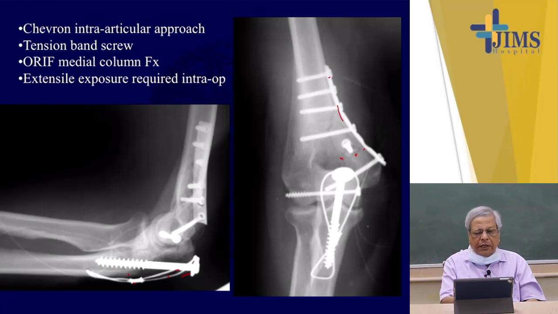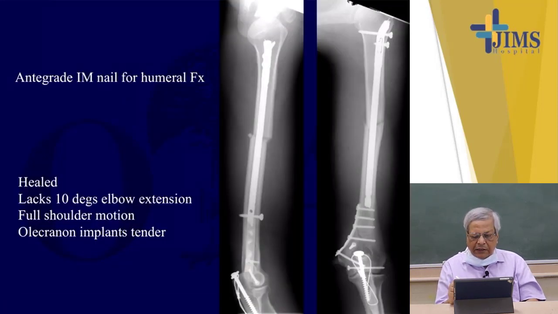This is open reduction internal fixation of a medial column fracture. After this is done, there is another, this is an intramedullary nail, plus interlocking screws here. This is a closed nail, antegrade nail. He lacked 10 degrees of elbow extension, with full shoulder motion. Olecranon implants were tender, naturally needed removal. This is a bit prominent, so it needed removal later on.